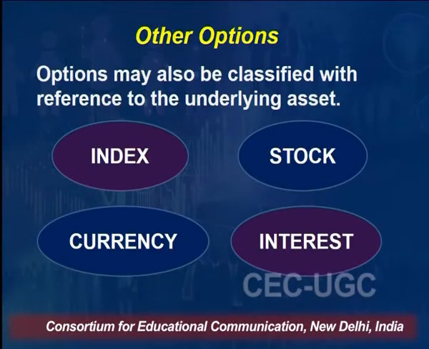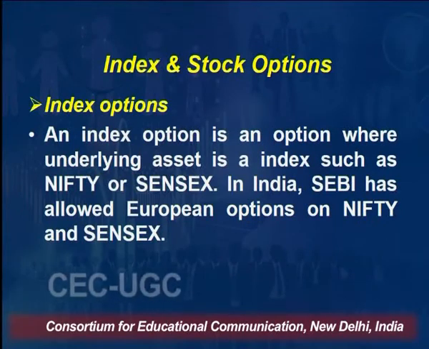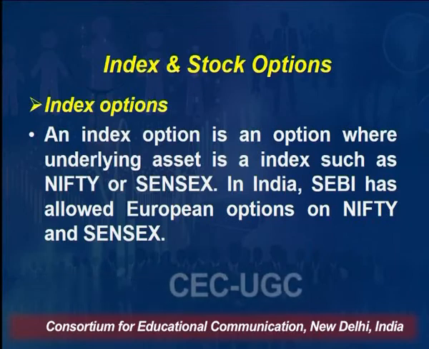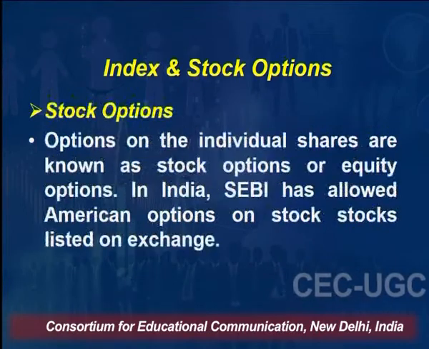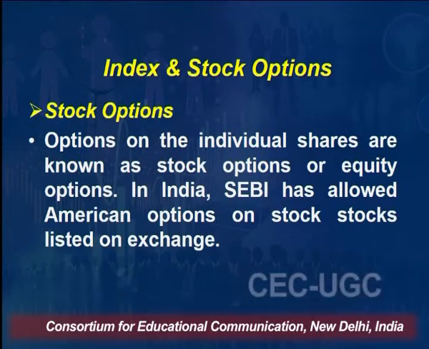So an index option is an option where the underlying asset is an index such as Nifty or Sensex. In India, SEBI has allowed European options on Nifty and Sensex. Stock options on individual shares are known as stock options or equity options. In India, SEBI has allowed American options on stocks listed on exchanges. Not all listed stocks are covered; there is a list of stocks for which the derivative market is allowed.